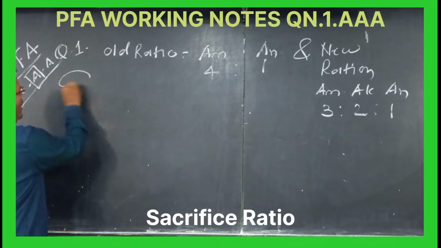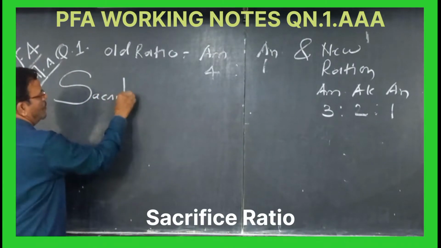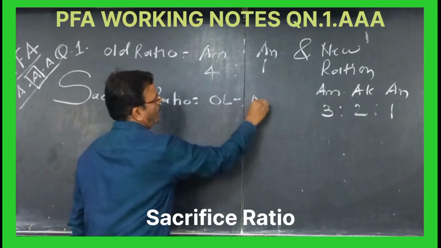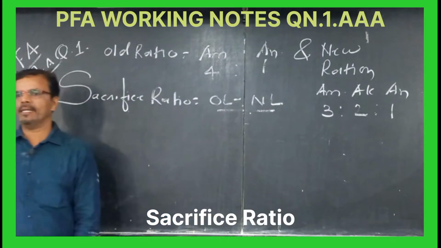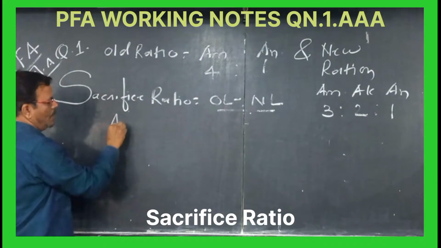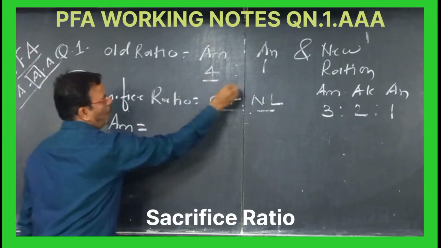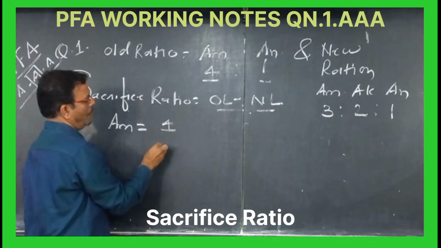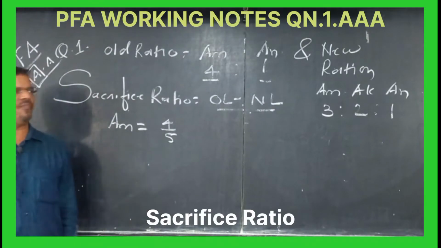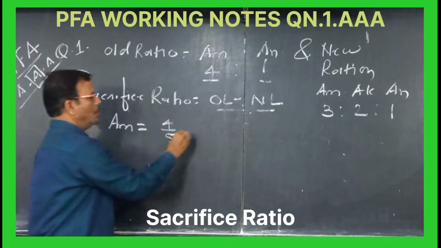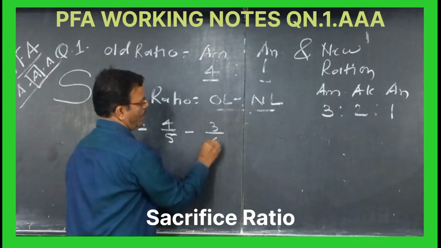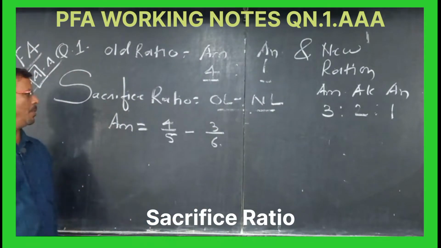So first we write the formula. Sacrifice ratio is equal to old ratio minus new ratio. Old ratio minus new ratio. Let's write down first. Who is that? Amar. Amar is equal to 4 plus 1, 4 upon 5. This is our old ratio. Now new ratio 3:2:1. How much is there? 3/6. Very good.